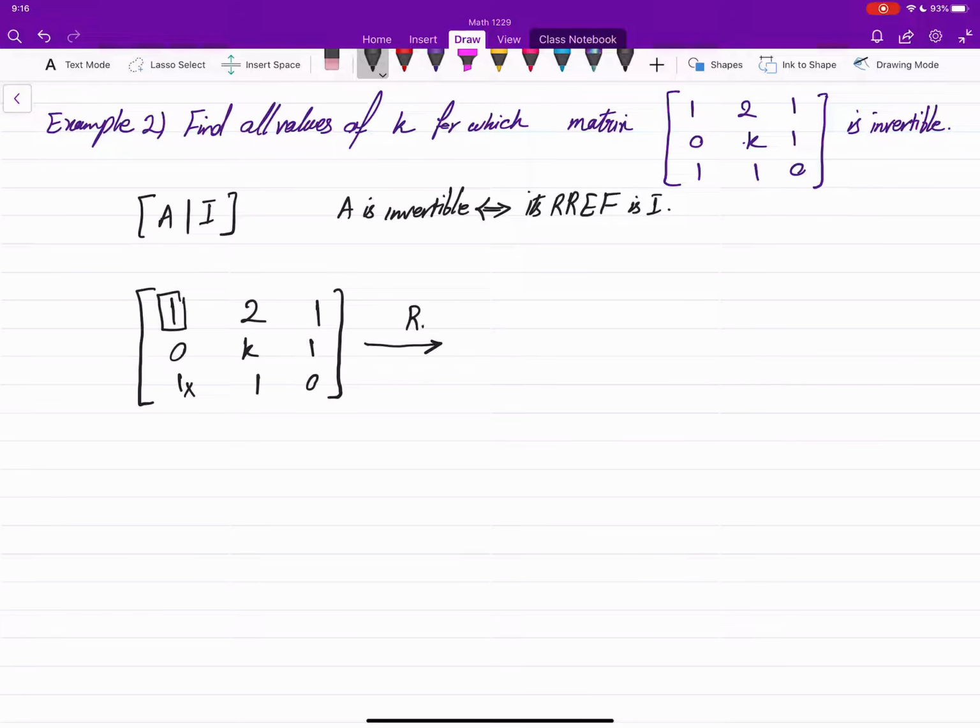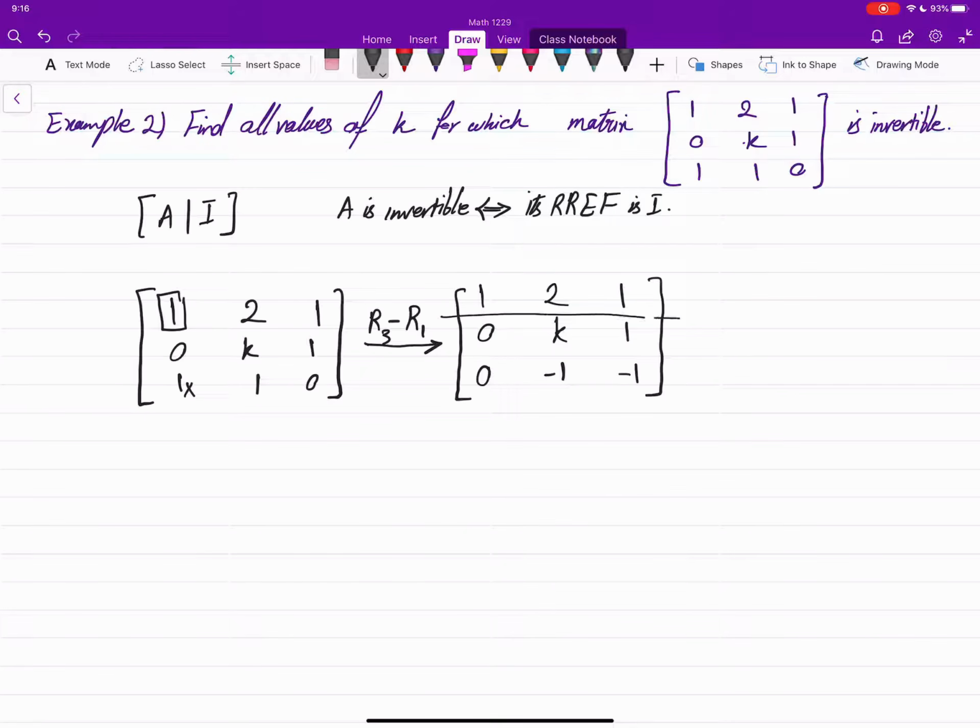So we multiply row 1 by negative 1 and add it to row 3. So this will give us 0. This will give me negative 1. This will give us negative 1. And then everything else is there. Very nice. We are done with the first leading one.